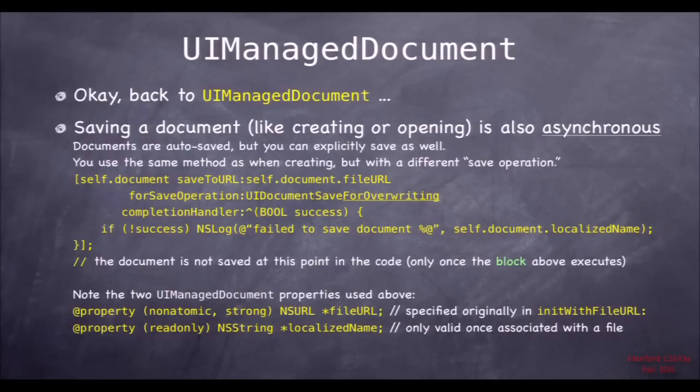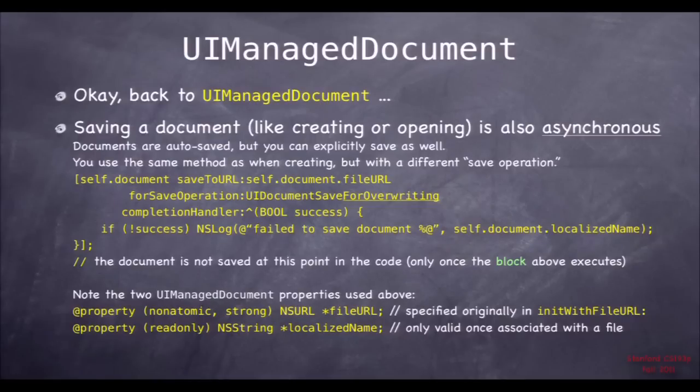It's just that we pass this different save operation called UIDocumentSaveForOverwriting. Okay? And the reason they have these two different, save for overwriting and save for creating, is just so that whatever you intend actually happens. So if you call save for overwriting and the file doesn't exist, it's going to return success NO. And vice versa. If you say save for creating and the file does exist, it's going to return success NO. So this is just to make sure that your intent actually happens. But otherwise, it's the same method.